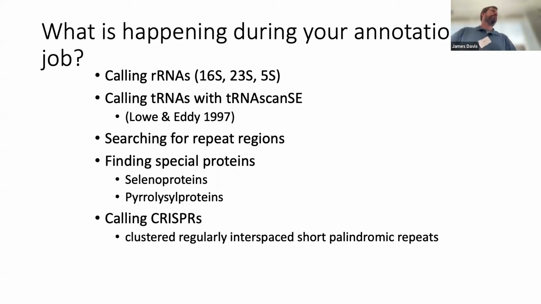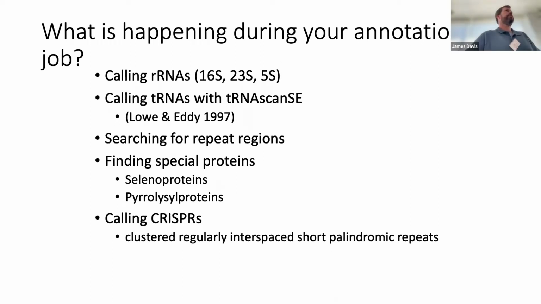The next thing it does is it looks for tRNAs with tRNAscan, and then it searches for repeat regions. These are all non-protein coding bits. It searches for repeat regions literally by doing a BLAST against itself, and it calls that a special feature in the genome. The next thing it does is it attempts to find special proteins. We sort of throw the term special proteins around a couple different ways, but in this respect, we have our own special software that looks for selenoproteins and pyrrolysyl proteins.